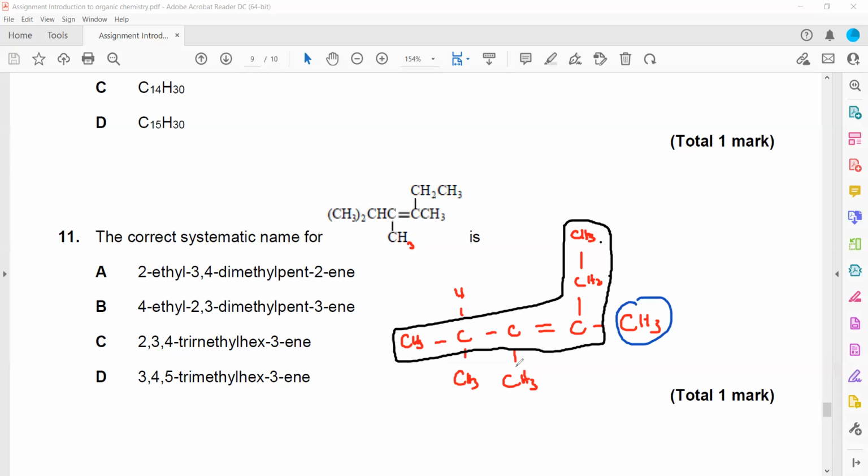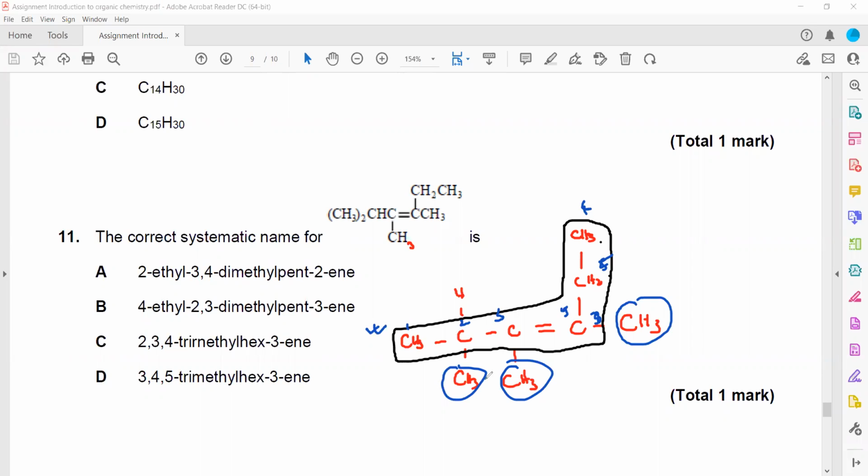Then we have to give the priority to the branches. Like this is CH3, CH3, and CH3. So where we have closer branches, if I count from the top, the branch is coming at third. But if I count from here 1, 2, and 3, the branch is coming at 2. So I should start from the left hand side. So 1, 2, 3, 4, 5, and 6.